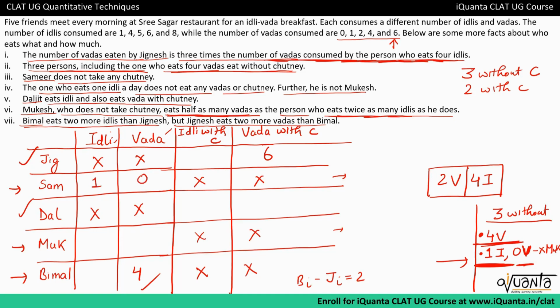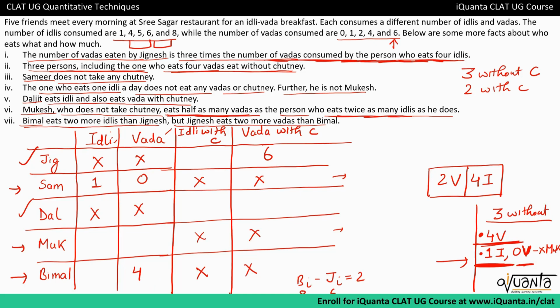Now we have to use this clue. The difference between idlis of Bimal and Jignesh should be 2. So if we go to idlis, in idlis we have 1, 4, 5, 6, 8. We need 2 numbers with a difference of 2. So 4 and 6 can be those numbers, or 6 and 8 can be those numbers. So I can have 8 or 6 for these, or 6 and 4 for these. We'll use both of these and check which one is correct.